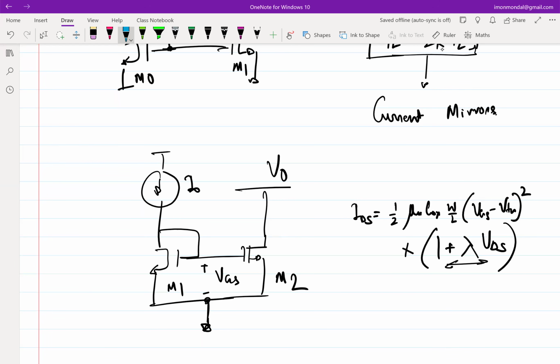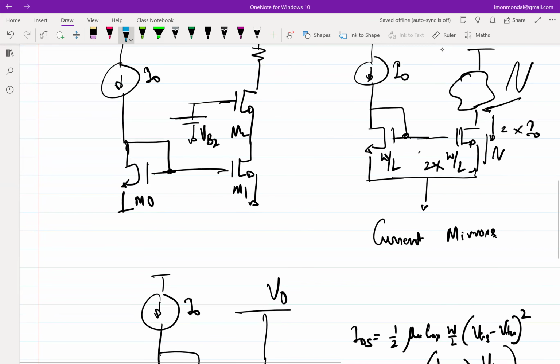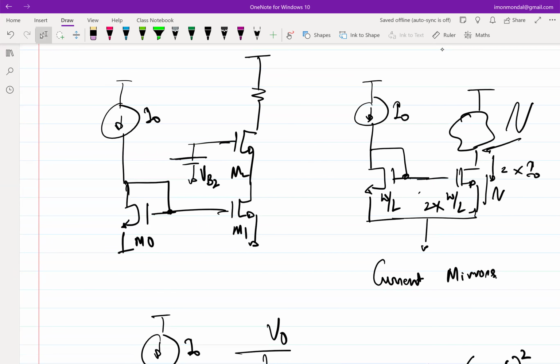Is the current the same for M1 and M2? That's what we are trying to investigate. Okay, so you are talking about this one, the top one. So his question is, are you essentially asking whether whatever current is flowing through M1, the same current is flowing through M2 or not? That's a good question, so let me answer that also.